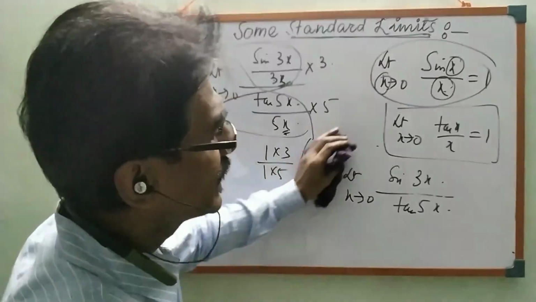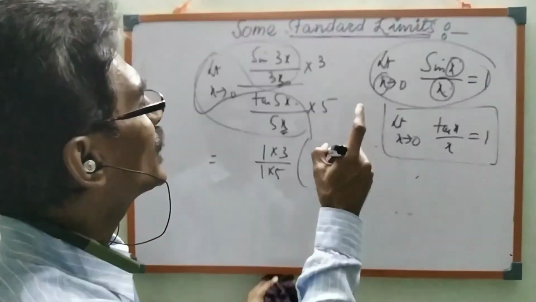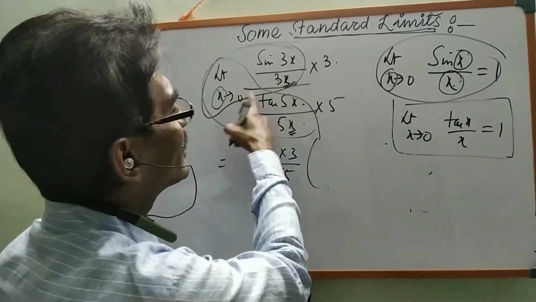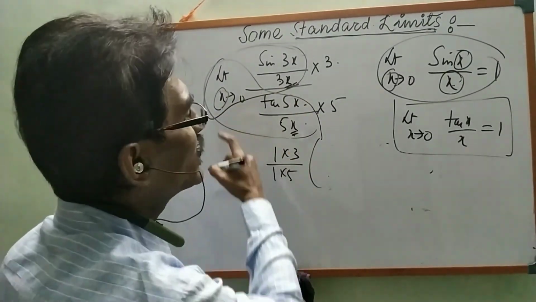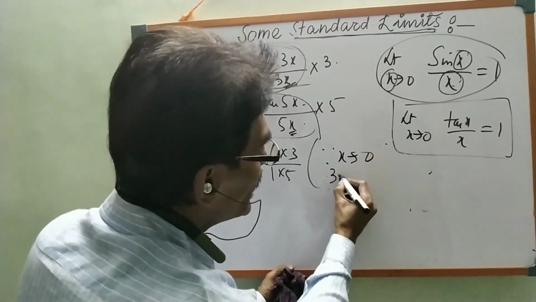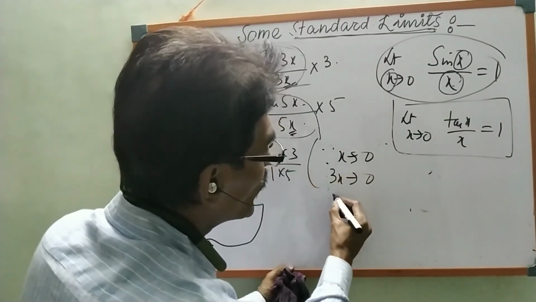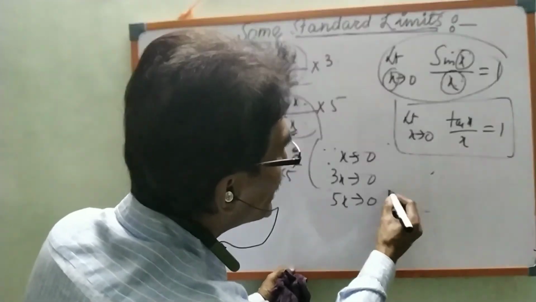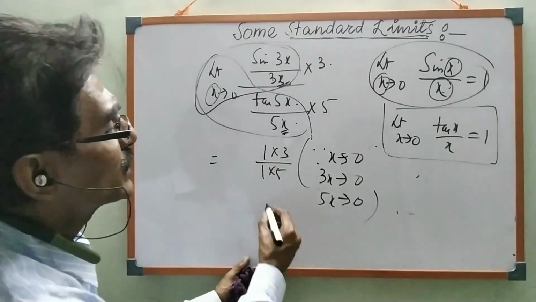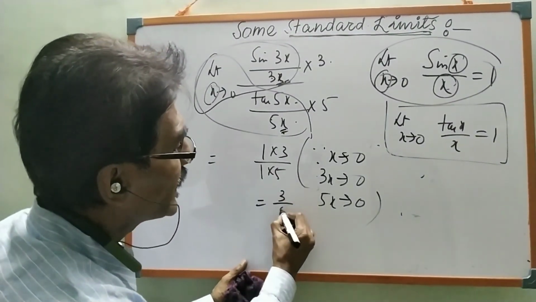But be careful, you have to write the reason. The reason already I told you, because here is only x. That should be 3x for this one, and 5x for this one. What we know, as x tends to 0, 3x also tends to 0 and 5x also tends to 0. Always write the reason, not only the answer. So finally the answer is 3 by 5.